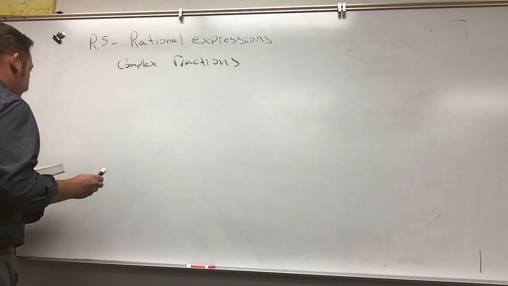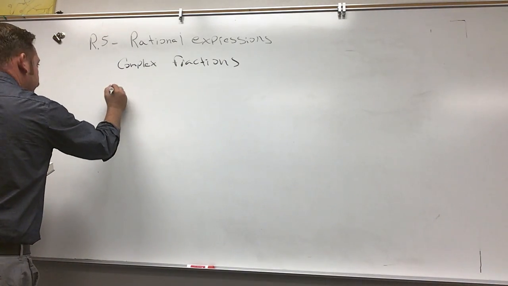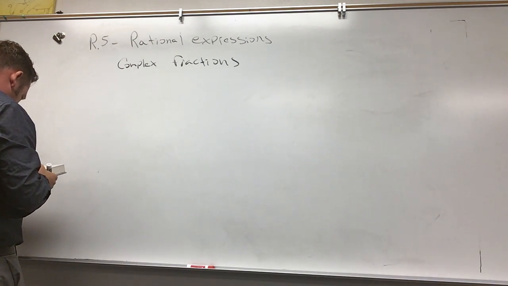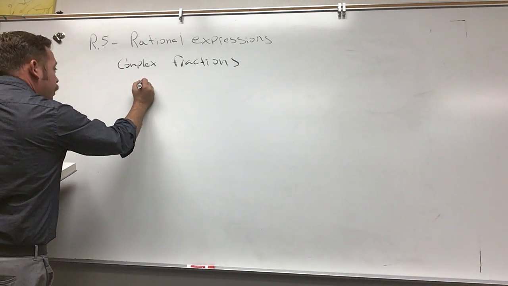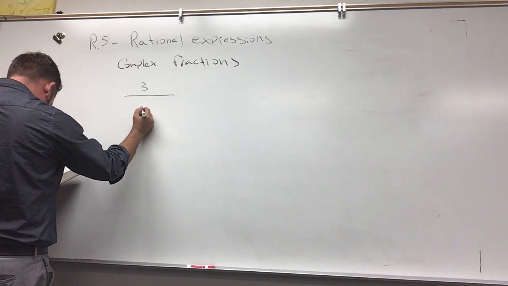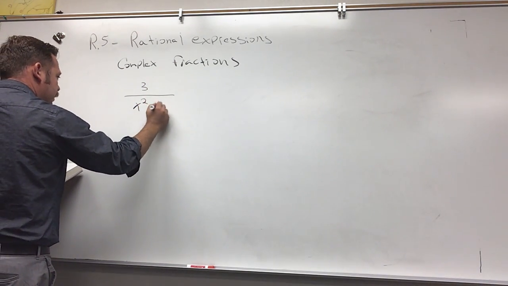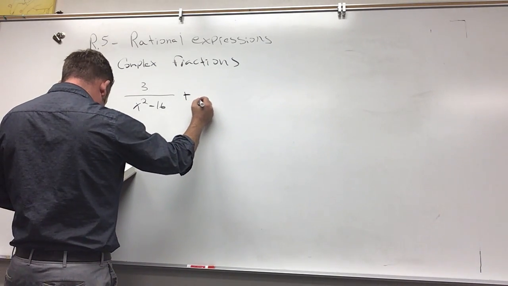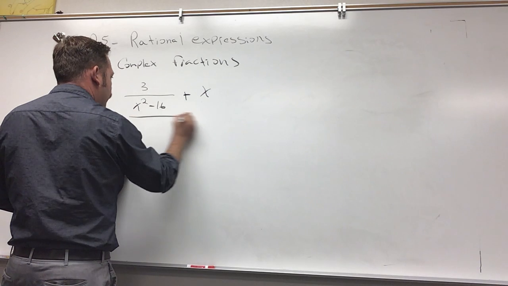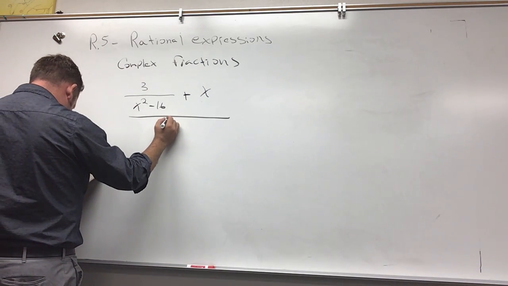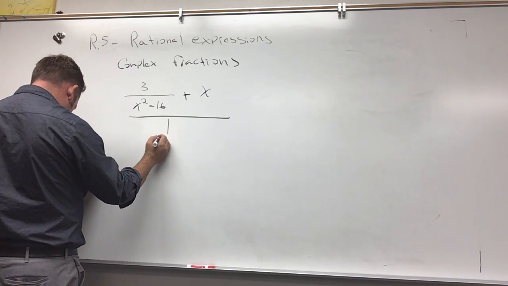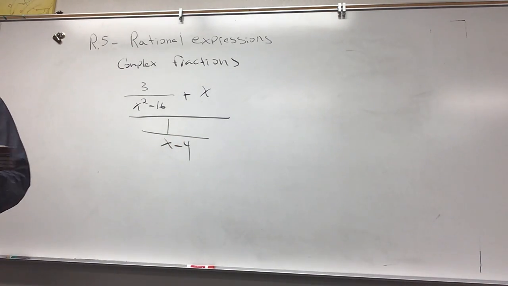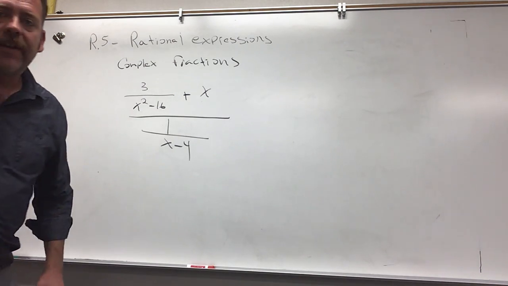So let's do, I want to find the ugliest, nastiest one. Let's do 3 over x squared minus 16 plus x over 1 over x minus 4. Wow, look at that. But it's not bad, I love it.